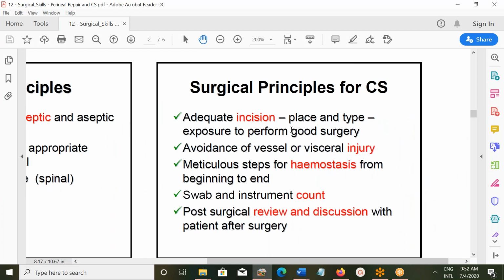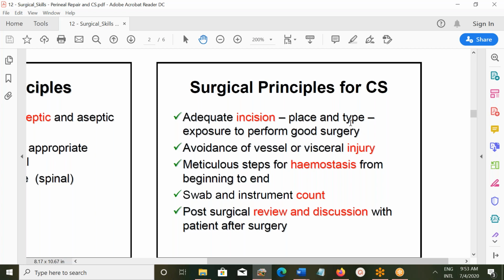Incision should be adequate, the place and the type. The most commonly used incision is Joel Cohen, which is given 3 centimeter above the pubic tubercle. So that is the Joel Cohen. Fenton's tail is 2 centimeter above the pubic tubercle, but now the recommended technique is Joel Cohen.